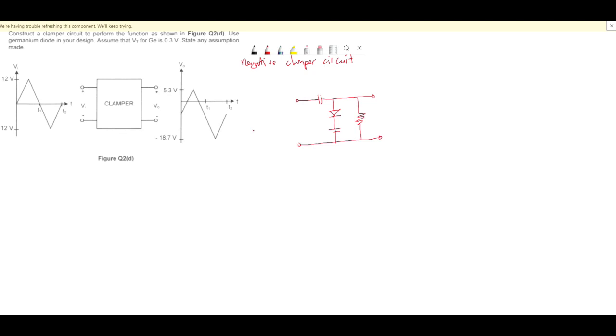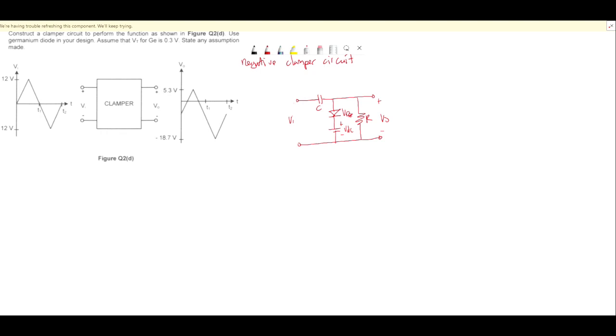This one is your input voltage, and this one is your output voltage. Here is your R, C. This one is a VD. So your VD is, you use a germanium diode. VD GE. Here is a positive, negative VDC. Right, this is your circuit, negative clamper circuit.